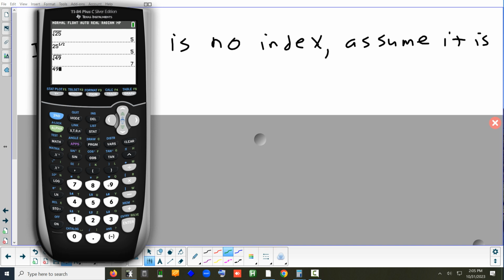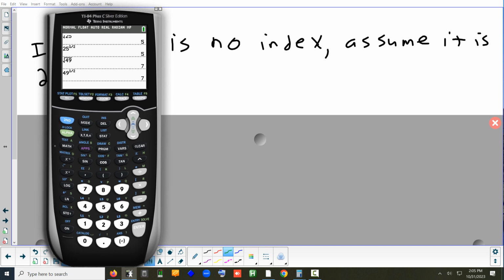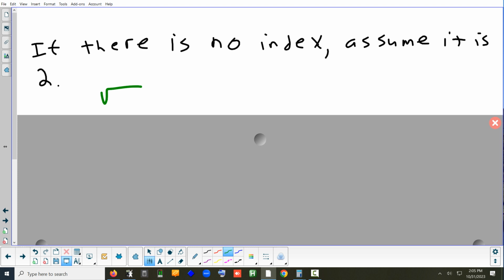I'm going to take 49 and raise it to the 1/2 power. What do you think I'll get when I do that? 7. Yeah, I'll get 7. So if you want to write a square root symbol, but let's say you didn't have the square root symbol, or for some reason you don't want to use the symbol, but you'd rather use an exponent instead, you can. Right? So there's a way to write square roots with an exponent.